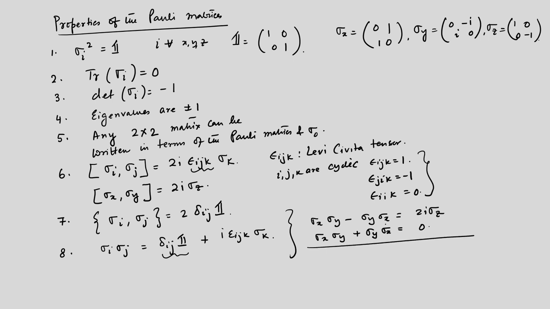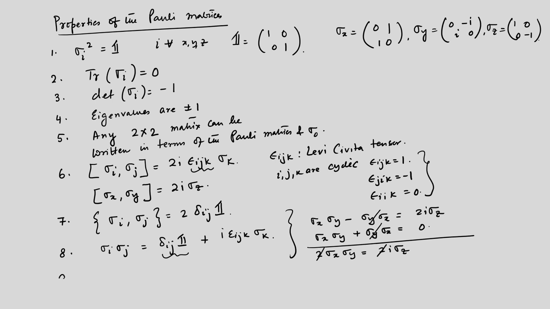If you sum both of them, then this cancels and you get 2 sigma x sigma y equal to 2i sigma z, and this 2 will cancel and you get sigma x sigma y equal to i sigma z, which is exactly what I said in 8.